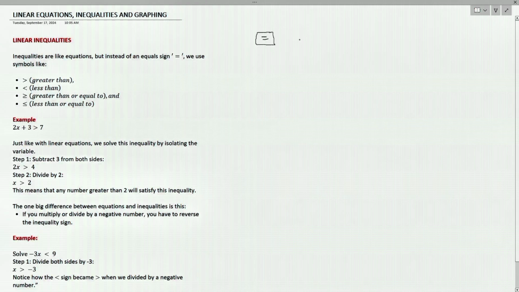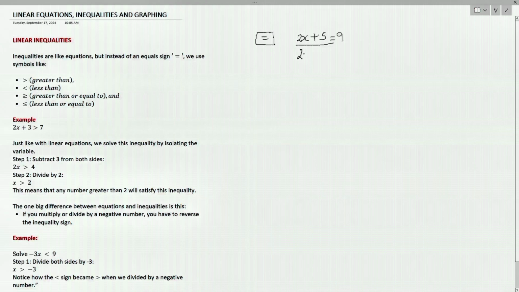As I said before, an algebraic expression doesn't have the equal sign. For instance, 2x plus 5 is an expression, not an equation. But when we introduce the equals sign, we make it an equation. For instance, equals 9.